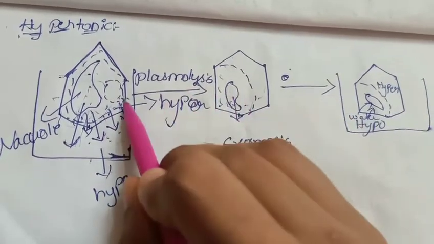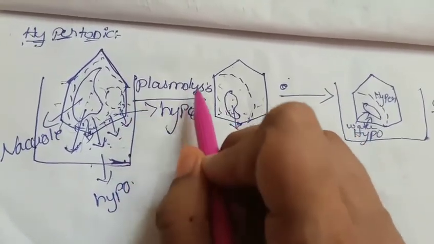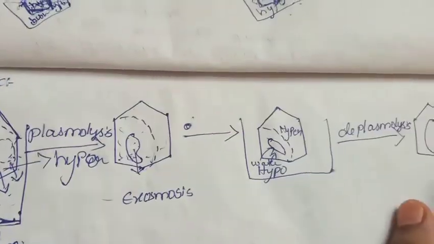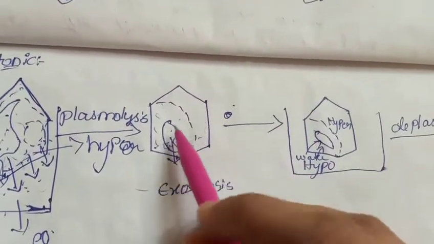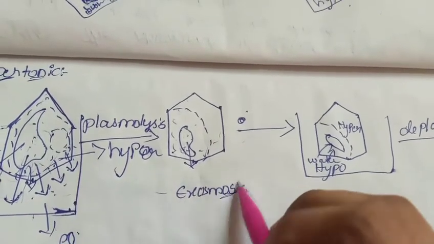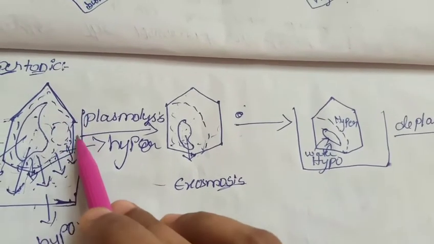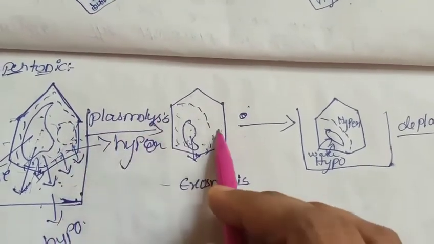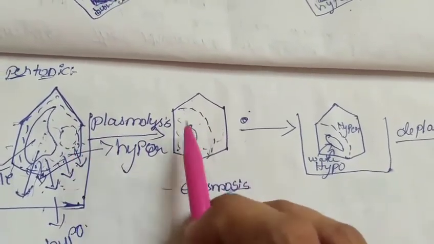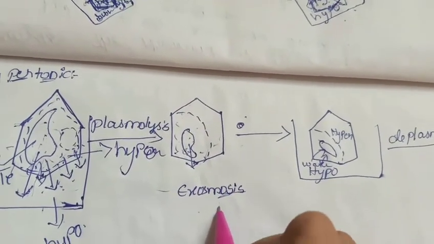Okay, and this process is known as plasmolysis. This process is called plasmolysis. When coming to this, this process is known as exoosmosis. Exoosmosis takes place, and the vacuole size decreases, and the cytoplasm is detached. This is the structure, and this process is known as plasmolysis, and exoosmosis takes place.